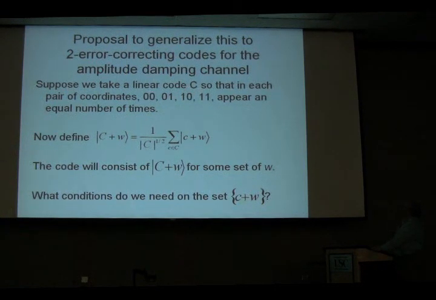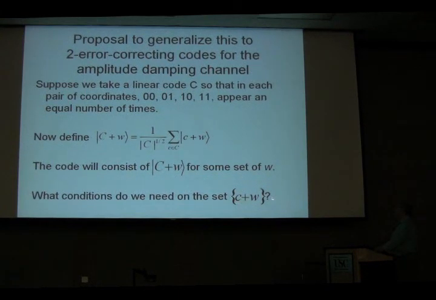So suppose you take a linear code, so this is for 2 error correcting, presumably it will work just the same for k error correcting, although I haven't checked it carefully. So you take a linear code so that each pair of coordinates 00, 01, 10, and 11 appear an equal number of times. So that's our classical linear code C. Now let's define a code word C plus W to be the summation over the coset of C when you add W to all the code words. And then you take the superposition of the coset. So our code will consist of C plus W for some set of W.